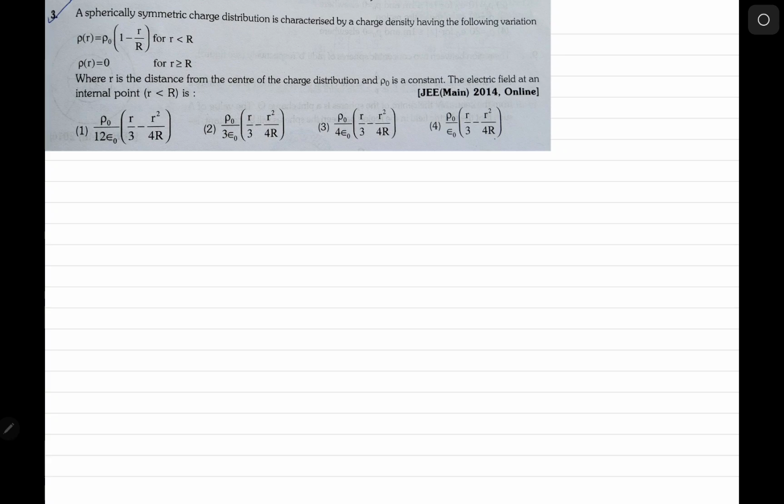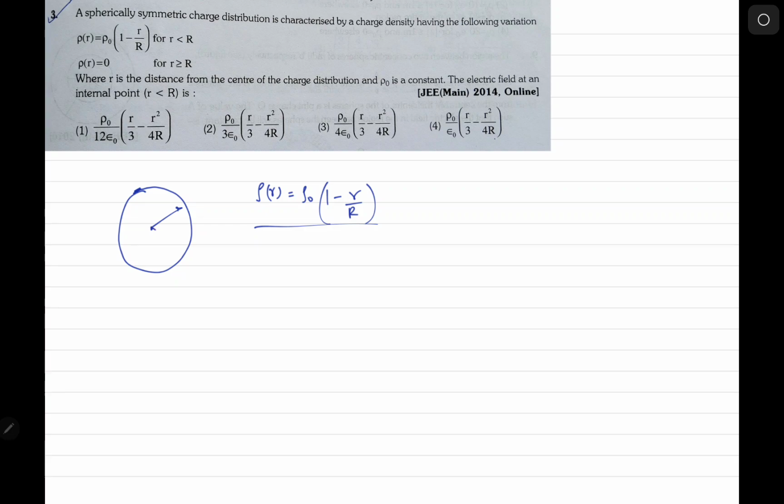Okay, this question, let's see here. A spherically symmetric charge distribution is characterized by charge density having the following variation. This question is similar to that one: a solid sphere and the volume charge density. The volume charge density is variable, given in a different form. The process is going to be the same as what we saw in the first question, only the expression is different.